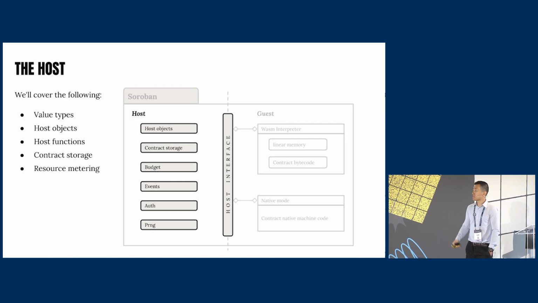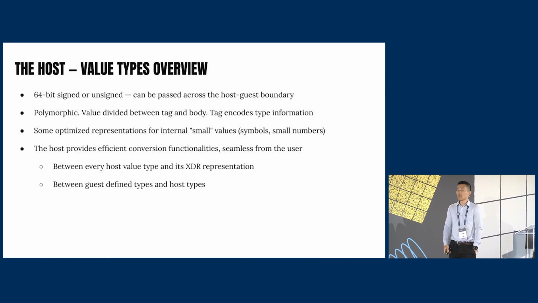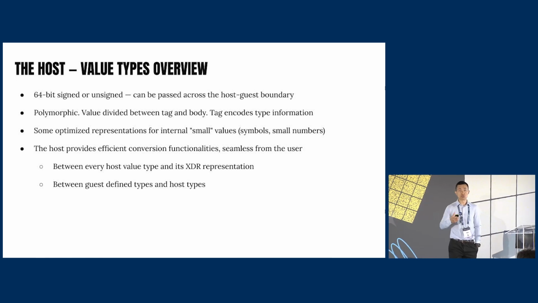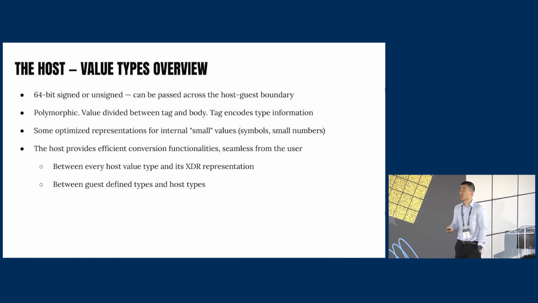Now, let's move on to the host side. I'm going to cover several key aspects of the host, including value types, host objects, host functions, contract storage, and resource metering. First of all, an overview of the host value type. The host has its own definition of value, which is a 64-bit integer. Because of the WASM restriction, we need a value type that is able to be passed across the host and guest boundary. So we have this 64-bit type.